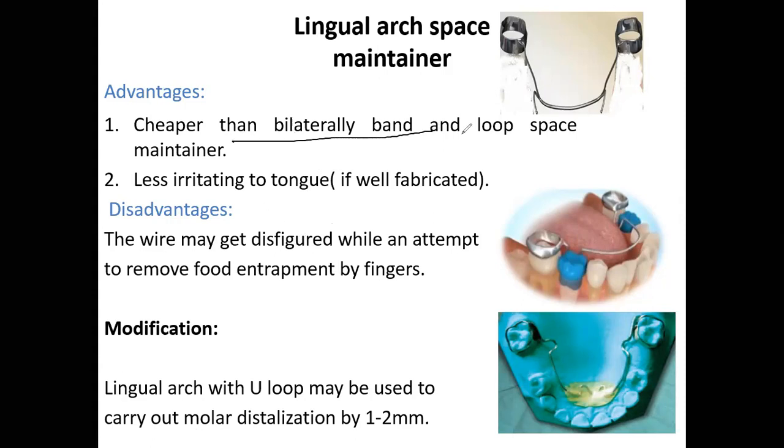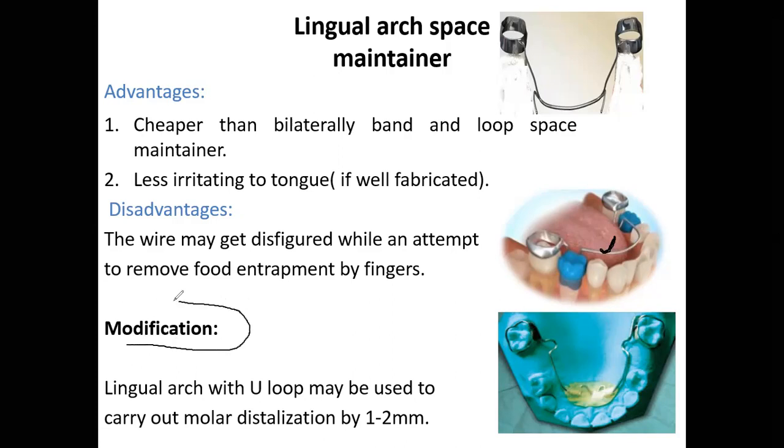This is cheaper than the band and loop type of space maintainer which we were giving in unilateral loss. It is less irritating to the tongue if it is well fabricated, because this wire is attached over the lingual surface of the teeth, so it will not hinder the tongue. It will not irritate the tongue if it is well made. The disadvantage is that the wire can get disfigured. Once we give it to the patient, with continuous eating and movement of the tongue, or maybe finger pressure from the patient on this wire, the wire may get disfigured. This is its disadvantage.